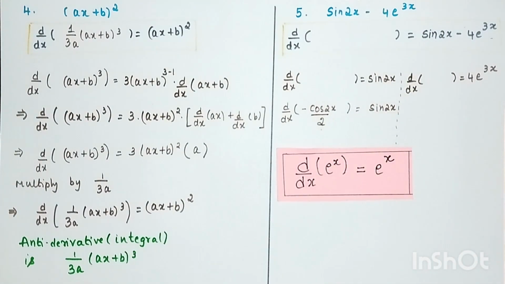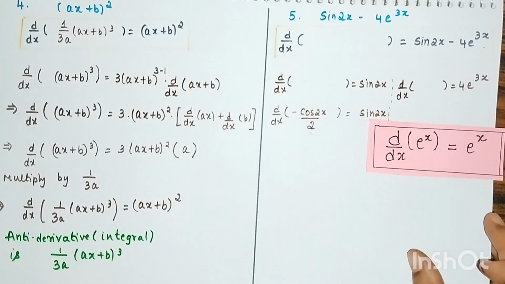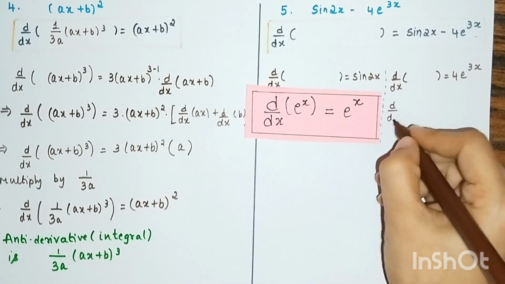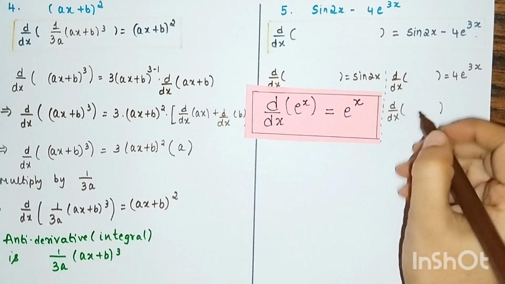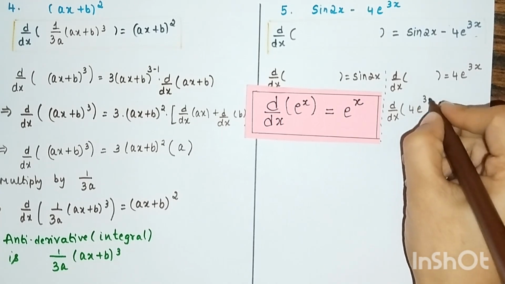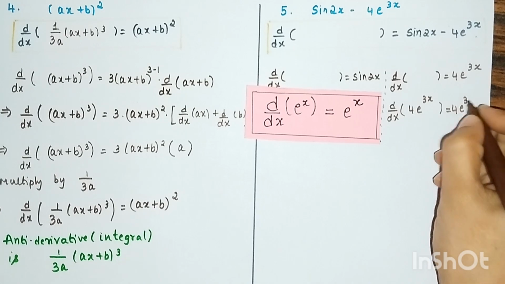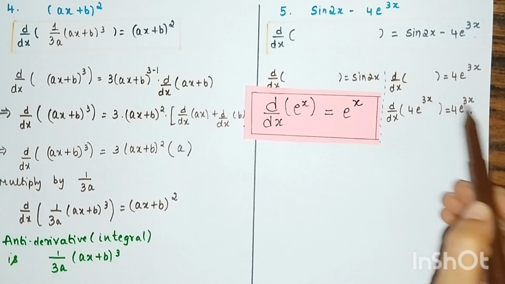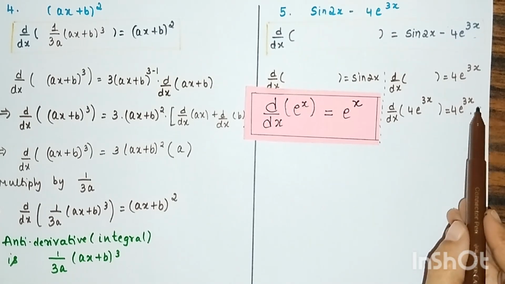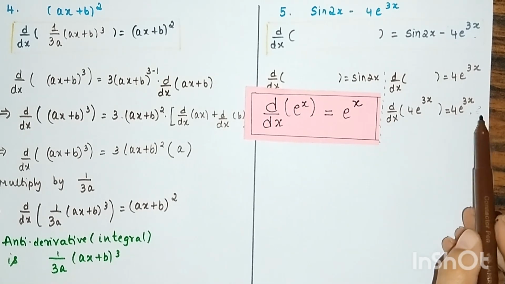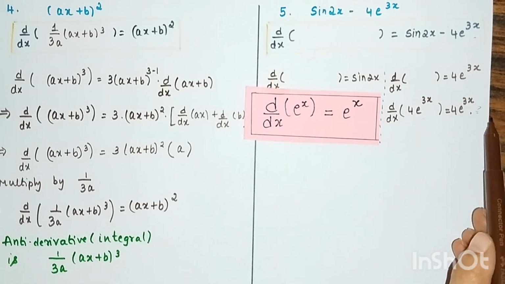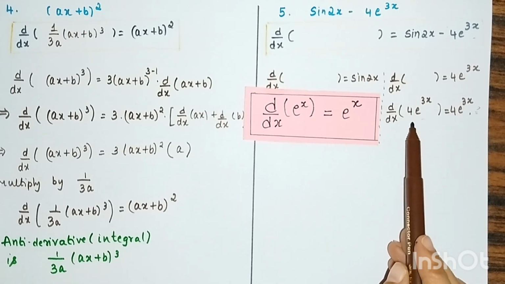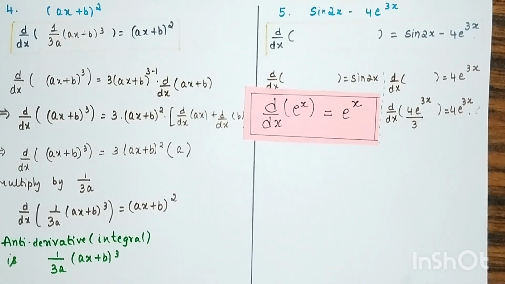Now d by dx of 4 into e power x. The d by dx of e power x is e power x. So we'll try to do this directly: in 4 into e to the power x, we will write 4 into e to the power 3x. But we should also differentiate this 3x, so when you differentiate 3x, you will write 3 here. But at the end, you will divide by 3, or multiply by 1 by 3. Then this 3 and this 3 will get cancelled, and the divide by 3 will be retained. So we write divide by 3.